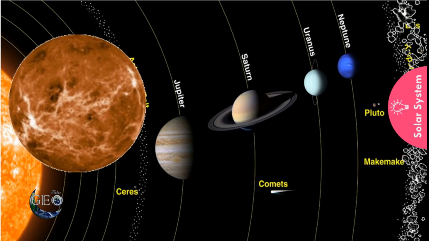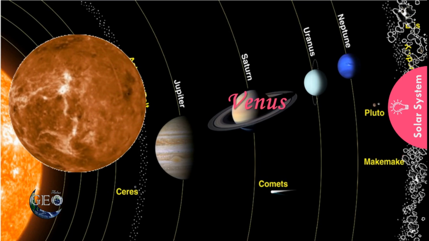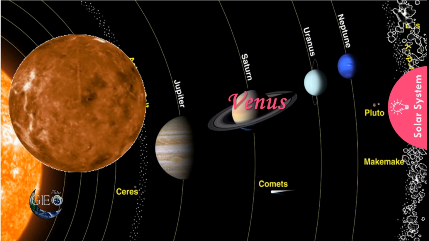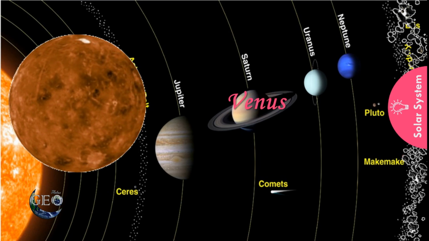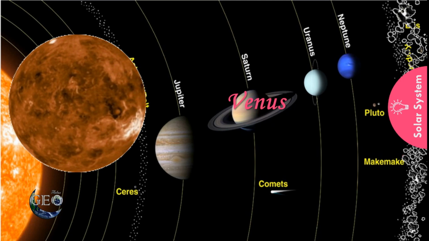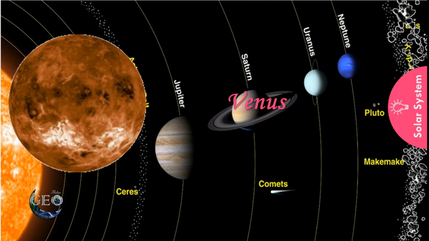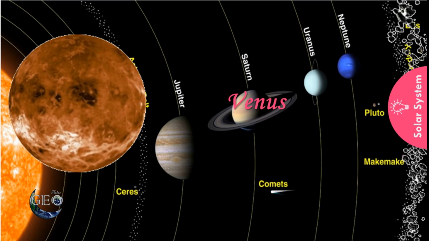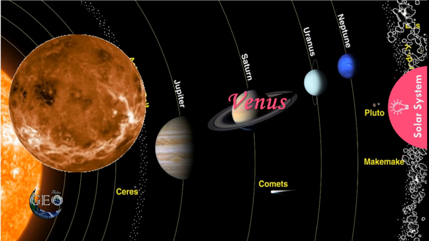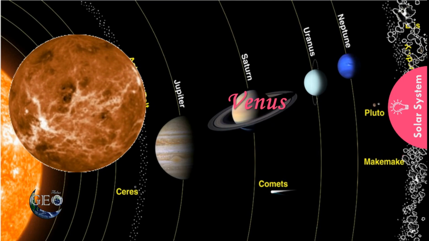Then Venus. Venus is approximately equal in size to Earth. It's the hottest planet in our solar system. Why is Venus the hottest planet in our solar system? Because the atmospheric temperature of Venus is 467 degrees Celsius. Can you imagine? On our Earth, the highest temperature may go around 50 degrees Celsius.